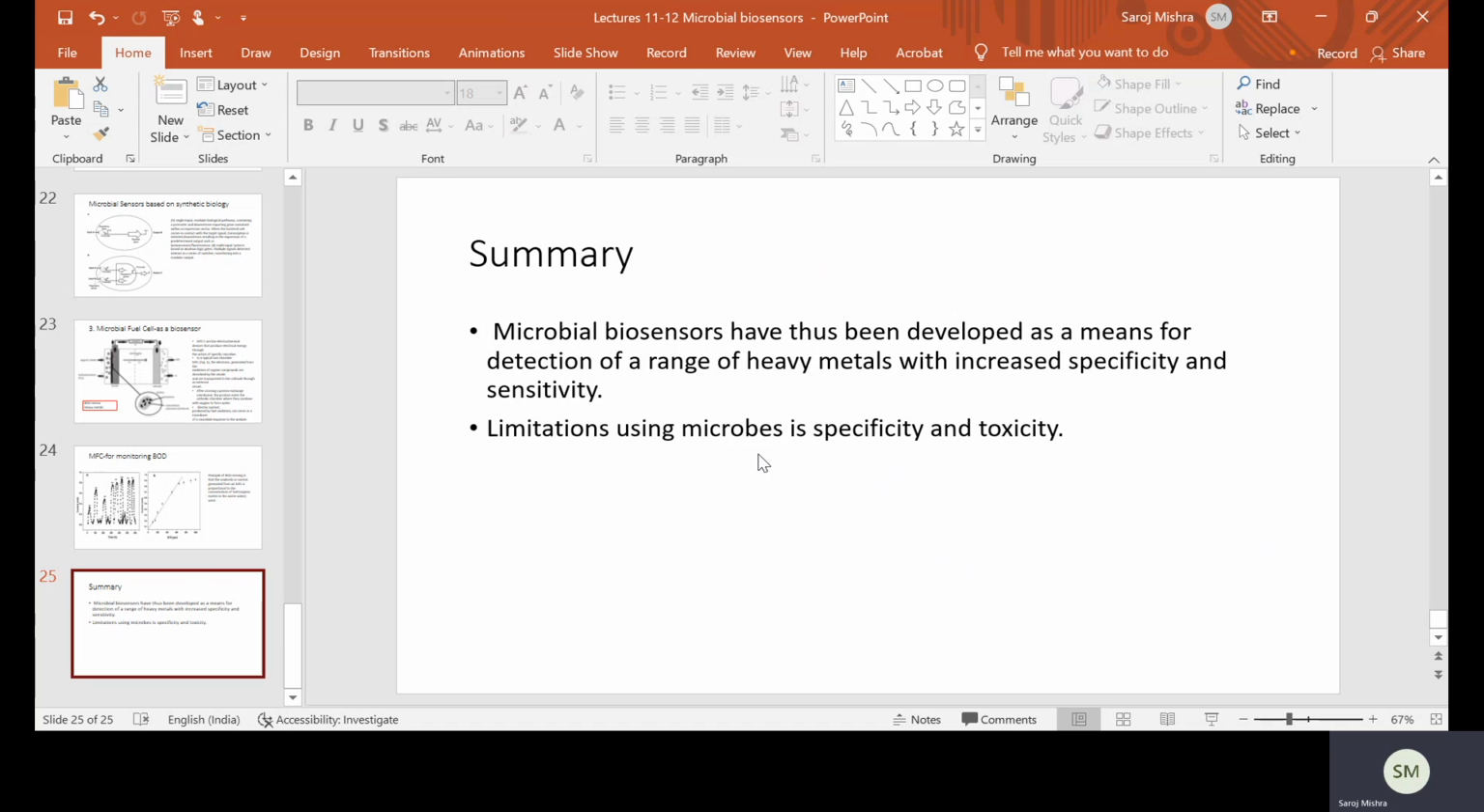And above a certain level, if the mercury concentration builds up to 1000 ppm or something, then it can also be toxic to the microbial system. Unlike a chemical system, where you just collect a sample and measure it by GC or HPLC, and you can measure very high concentrations. But in a microbial sensor, beyond a certain level, they will not act as sensors, because that high level will have a toxic effect.